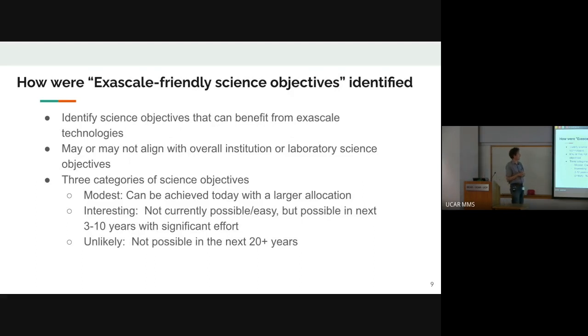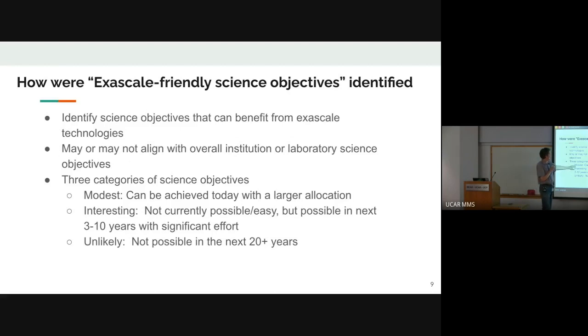Okay, so we talked to the scientists, we listened to them, and we determined these exascale friendly science objectives. These are science objectives that can benefit from exascale. This may or may not align with your strategic or institutional science objectives. These are objectives that align with the technology roadmaps. And we broke them into three categories. One of them is interesting and the other two are less interesting.